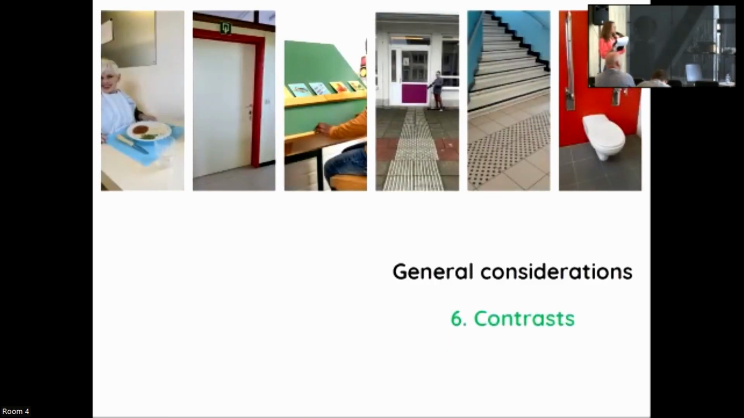Contrast, really important for children, people with visual problems. We provide good contrasting elements compared to the background. For example, the wall against the floor, door frames against the wall, handrail against the wall. We try to avoid transition between different shades of floor. For example, a dark threshold from one room to another is best avoided.